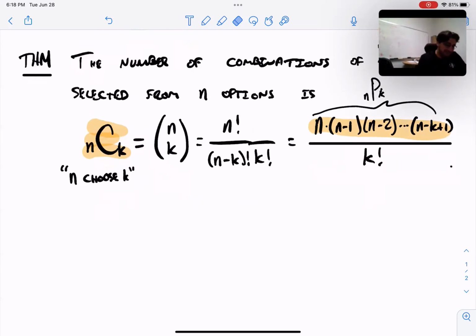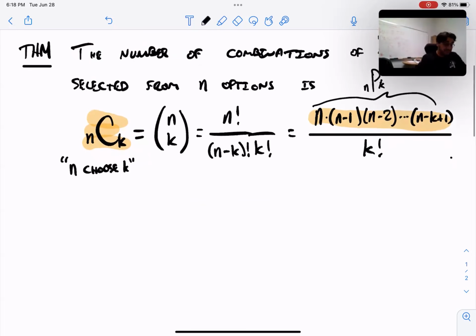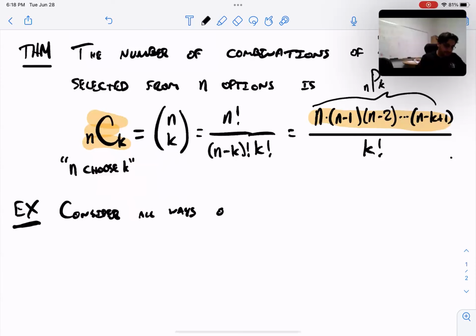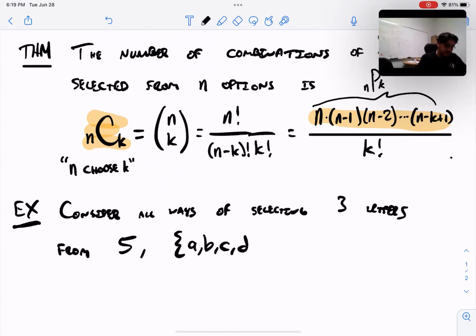Why does this happen? Well, this is one of those things I think is best seen in an example. So let's consider all the ways of selecting 3 letters from 5. We'll say that the 5 letters are A, B, C, D, E, just to have names for them. So A, B, C, D, E are the 5 letters that we can pick from, and I want to look at all ways of selecting 3 of them.